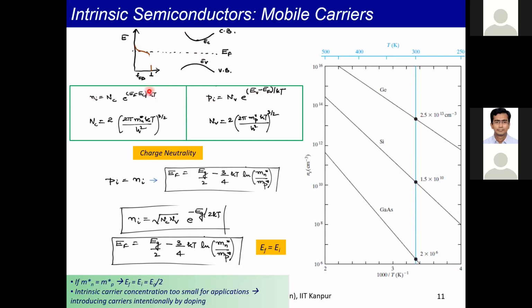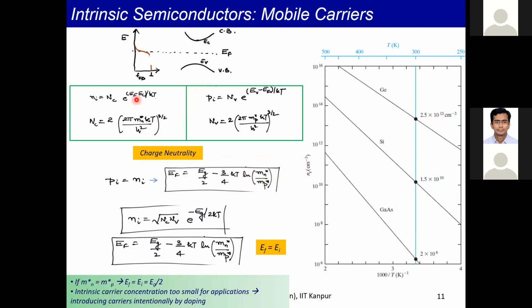Once you solve this, there is only one unknown, which is the Fermi level. So you can solve this and you get a Fermi level expression, which is something like this. Essentially, the Fermi level lies somewhere within the center, or close to the center, of the band gap, with a slight asymmetry because of the different effective masses of the conduction and valence bands.